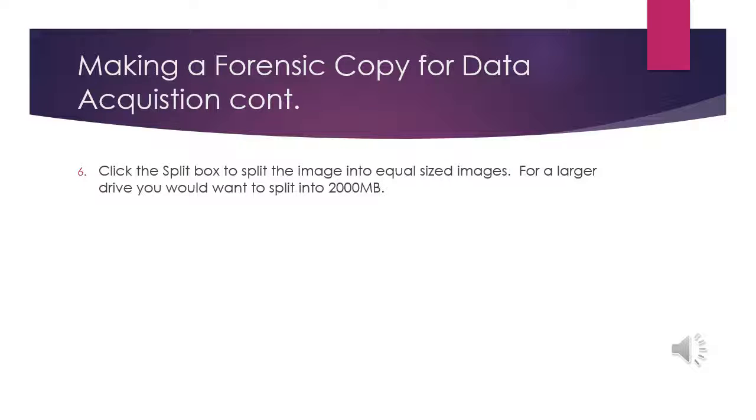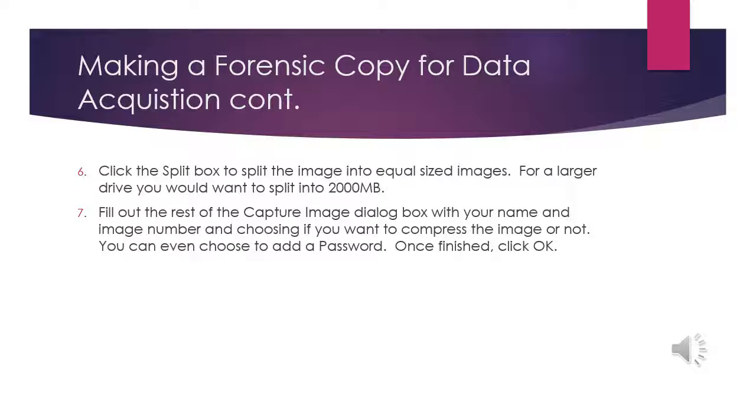Next you click the split box to split the image into equal sized images. For a larger drive you'd want to split into 2000 megabytes. You fill out the rest of the capture image dialog box with your name and image number, and choose if you want to compress the image or not. And you can even choose to add a password. Once you're finished with all that, you click OK, and ProDiscover Basic takes care of it all. It'll process the image and save it to your local machine so you can further process it.